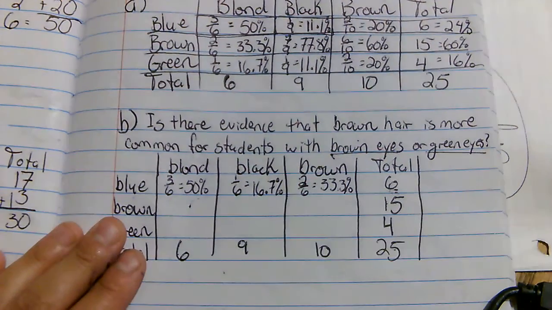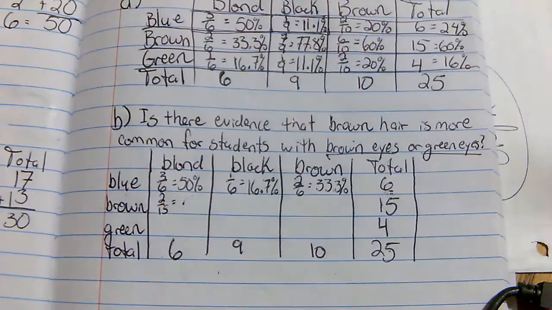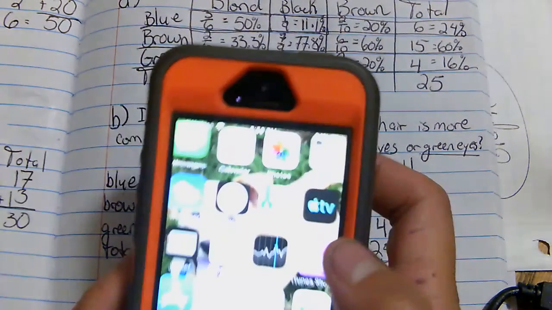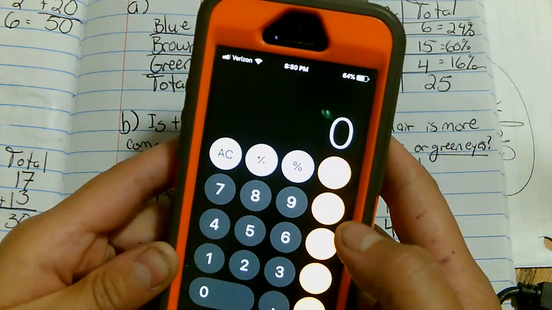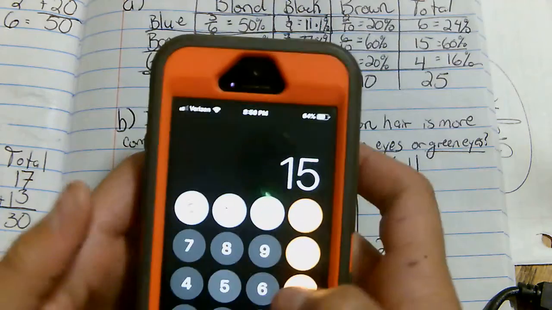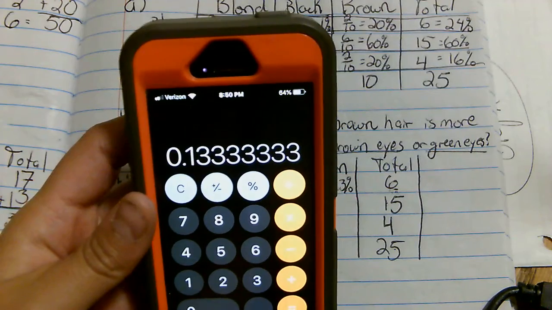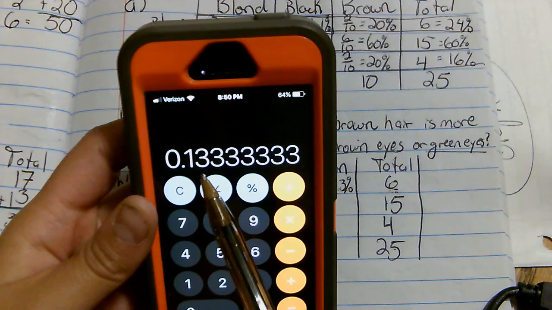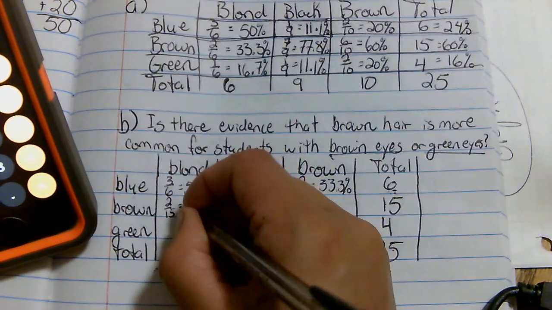Let's try the brown eyes. We had 2, but this time we're measuring it out of 15. So if you have your calculator close by, I've got my handy dandy calculator, which also doubles as a phone. All you have to do to convert a fraction into a percent is take the numerator, which in this case is 2, divide by the denominator, which in this case is 15. We get some really long repeating decimal, but all you got to do is take that decimal point and bump it over 2 spaces. So this would be 13.3 repeating percent, but I'm just going to write it as 13.3%.